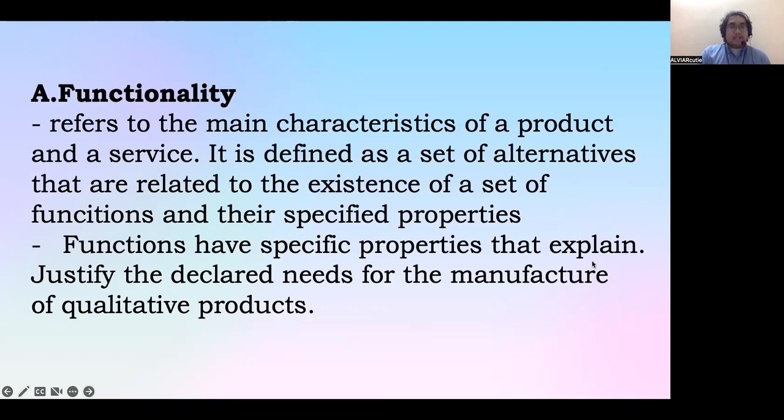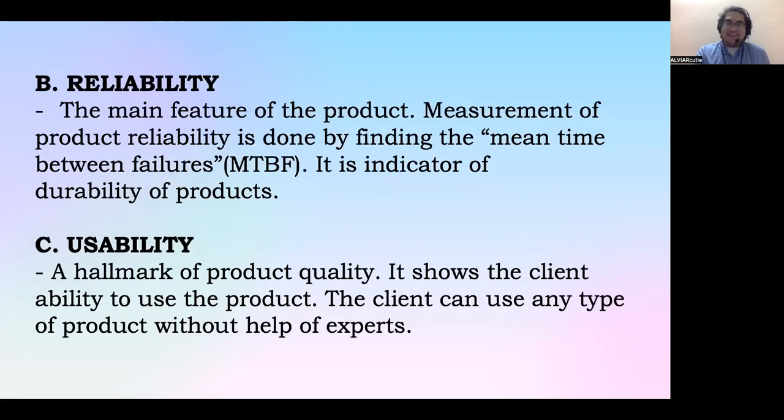Number 1 is functionality. It refers to the main characteristic of a product and a service. It is defined as a set of alternatives that are related to the existence of a set of functions and their specified properties. So functionality, so as usual, function. Function ang kinuha natin dito, yung quality. Functions have specific properties to explain, justify the declared needs for the manufacture of qualitative products. So, declared needs. So very simple.